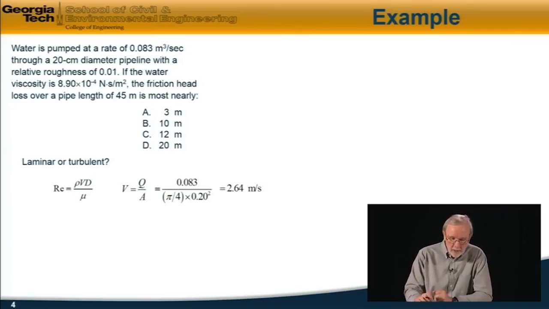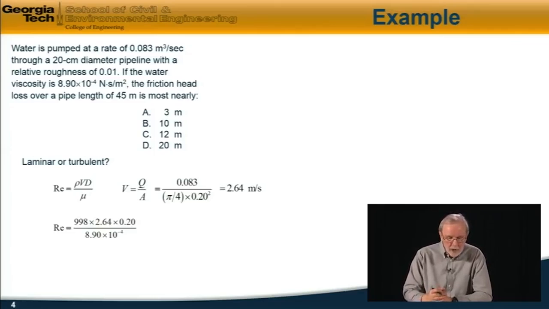2.64 meters per second. And then the Reynolds number is equal to rho, which I'm assuming is 998 kilograms per cubic meter, times the velocity, 2.64, times the diameter, divided by the viscosity, which is given, and the Reynolds number is 5.92 times 10 to the fifth, so the flow is very obviously and very definitely turbulent.